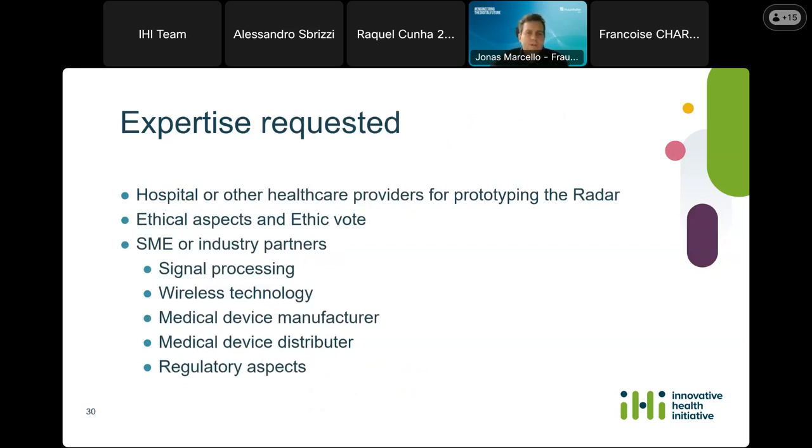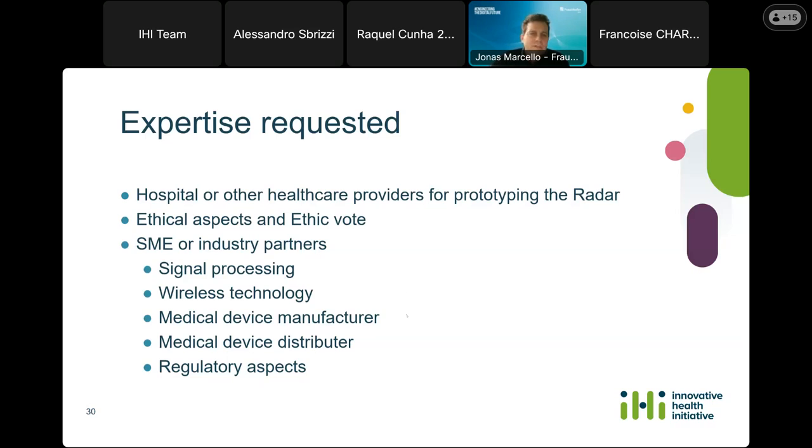What we're looking for at the moment is international hospitals or other healthcare providers that would be interested in prototyping the radar, in helping us sketching out the use cases and the requirements both for patients, but also for the healthcare staff, that also would be willing to take part in an ethical vote to see if we can monitor patients. And we're also looking for industry partners who have experience in signal processing, in wireless technology.